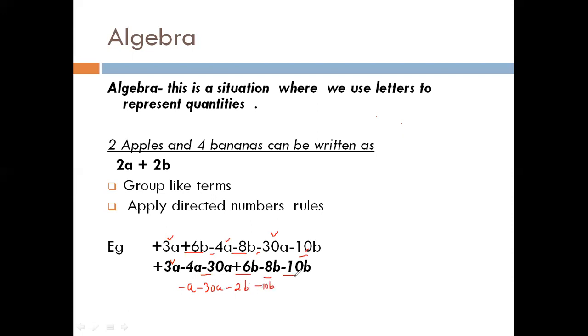We bring down this one. Then for the a's, minus 1 and minus 30, this is minus 31a. Then we get minus 12b. We cannot simplify this. Why? Because these are unlike terms. So that's what we do in algebra. We use letters to represent quantities.